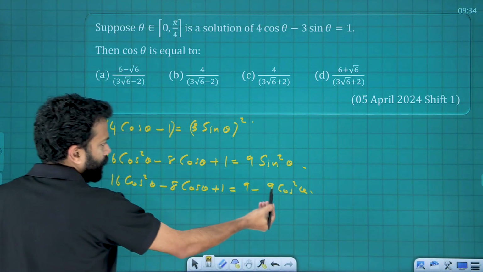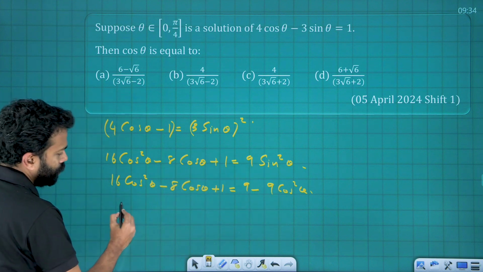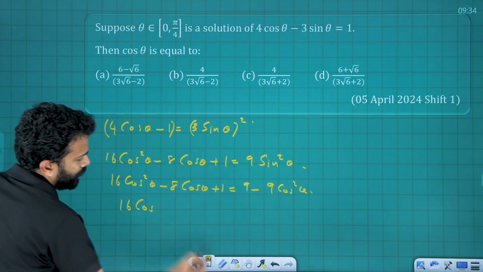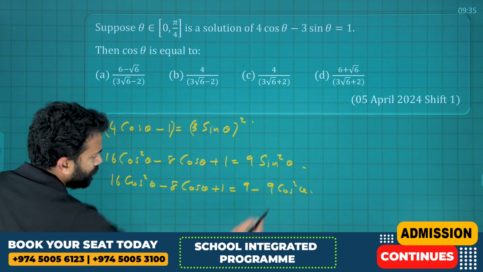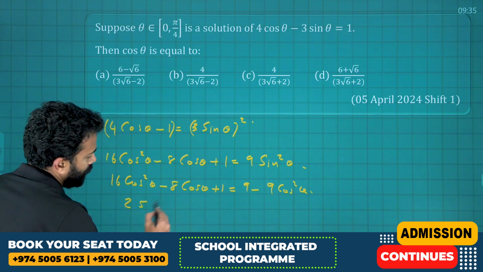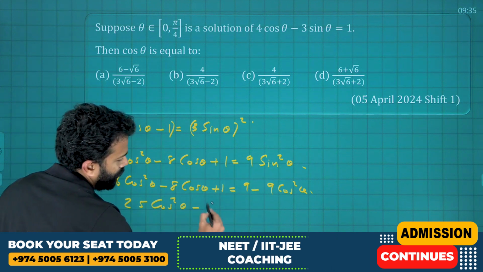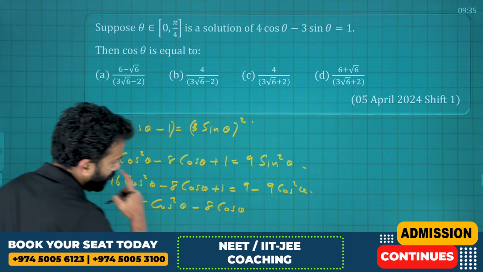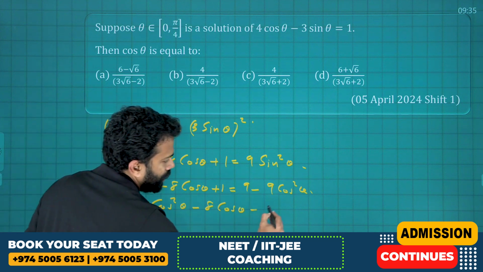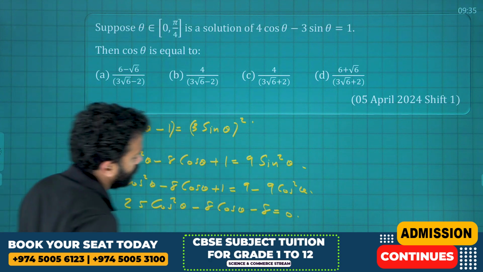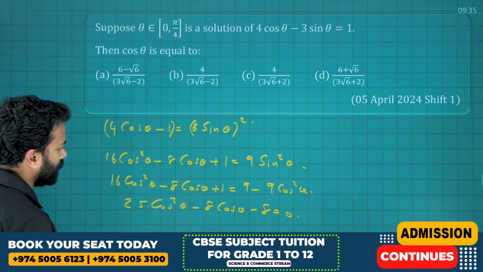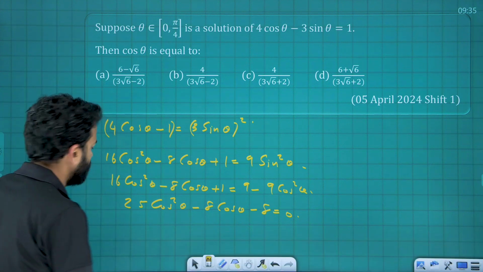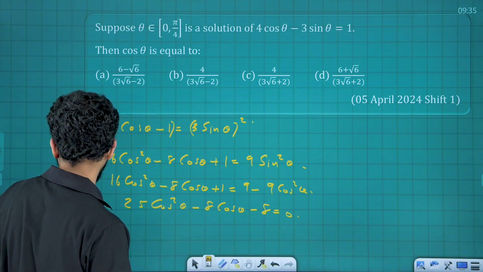After opening the bracket, it will be like this. Take this minus 9 cos square theta towards here. It becomes plus, so 16 plus 9 is 25 cos square theta minus 8 cos theta, and 1 minus 9 is minus 8, which is equal to 0. Okay, so that's the quadratic equation. And how are we going to solve that? Easy, using the formula.